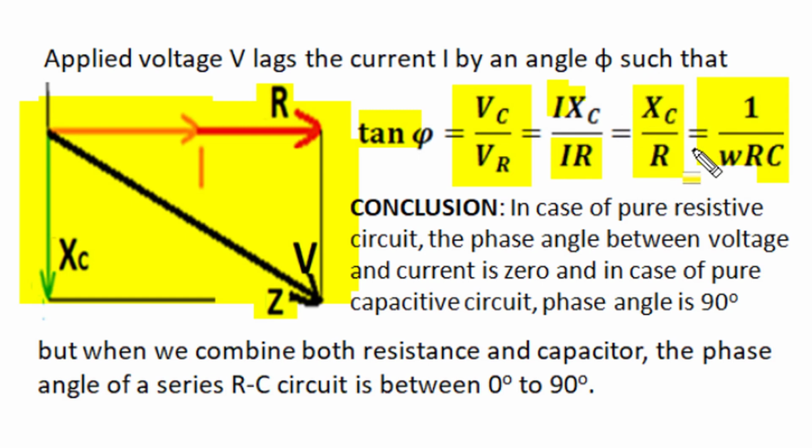And if Xc and R are equal in ohmic value, tan phi becomes 1 and phi becomes 45 degrees. If Xc is more than R, tan phi becomes more than 1 and phi becomes more than 45 degrees, and if Xc is less than R, tan phi becomes less than 1 and angle phi becomes less than 45 degrees.